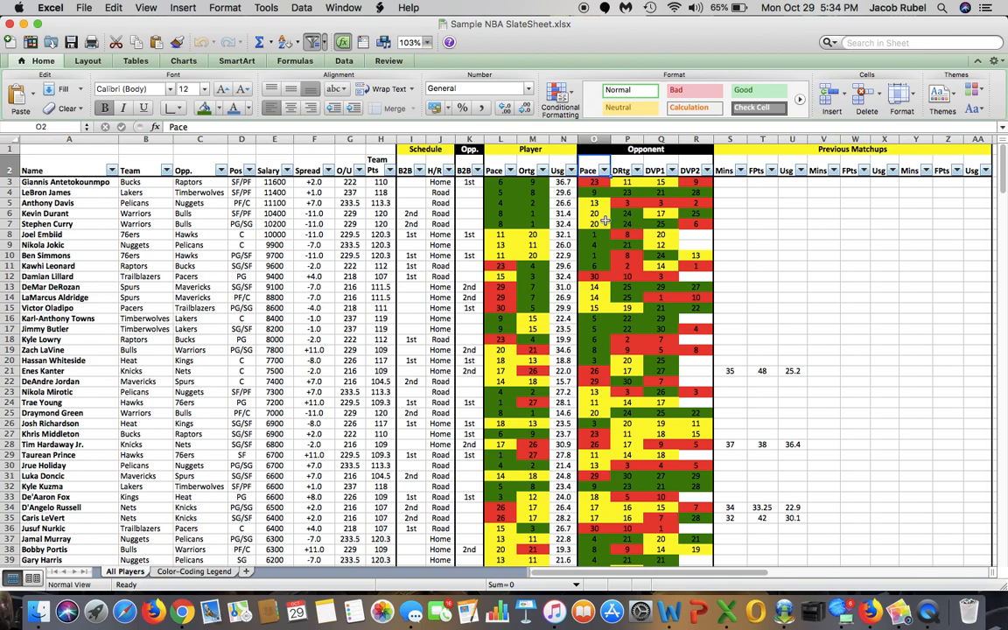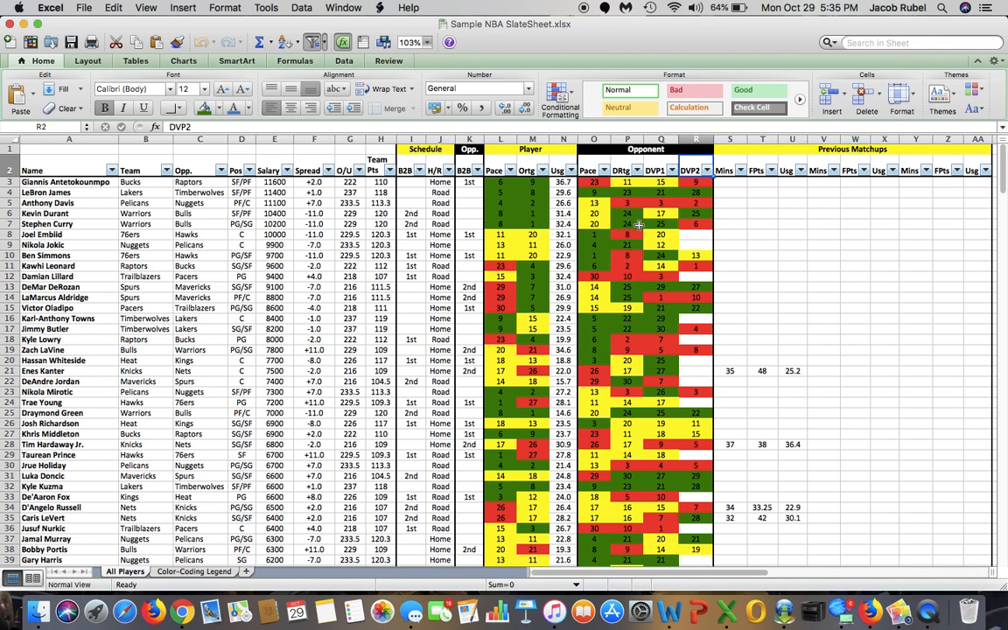Then we have the opponent section. So pace again is possessions per game. Then we have DRTG, which stands for defensive rating. Again, like offensive rating, it is independent of pace. This is the number of points allowed per 100 possessions by a team. Then we have DVP1 and DVP2.